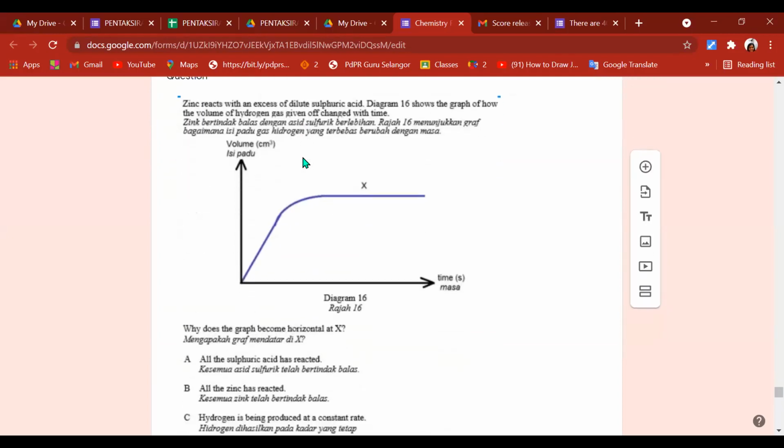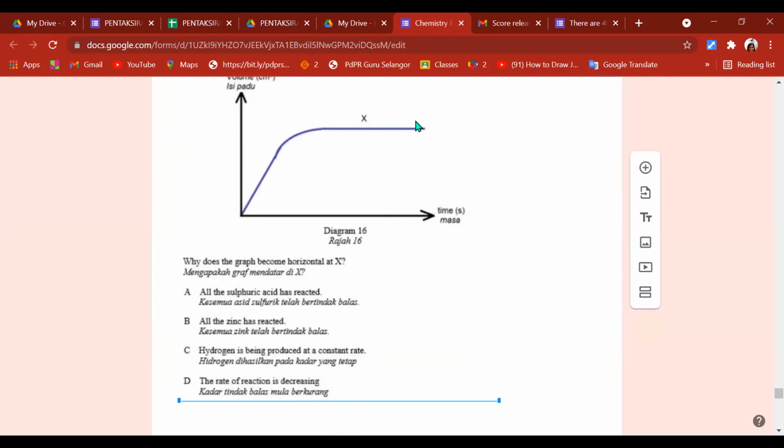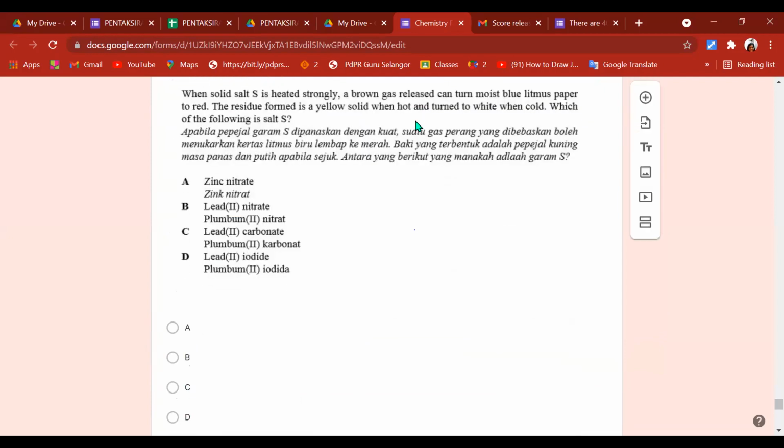Okay, teacher's going to give the answer for this one because there's really not enough time. Why is my graph horizontal here? You cannot say all the sulfuric acid reacted. Wrong. Because if you look at the sentence, you have excess dilute sulfuric acid. Dilute sulfuric acid is a lot, so you cannot finish it. So my limiting reagent here is zinc. So my answer must be B. All the zinc has reacted. If the graph is constant, it means one of your reactants has finished. That's why. So the answer is B.